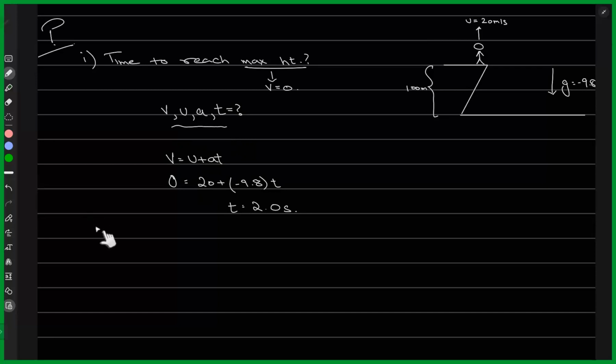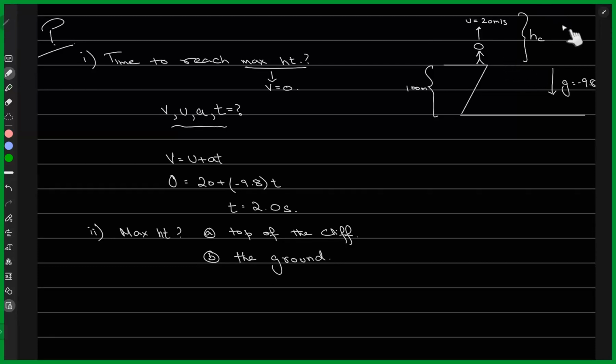Now let's figure out this maximum height in two ways. Because we have a cliff, let's say that you want this maximum height from the top of the cliff. So the surface is a cliff in this case, and find the maximum height from the ground. So the heights that we want are the height from top of this cliff, let's call it HC, and the height that is reached from the ground, we can call it HG. So these are the two heights that we require. So how can I figure this out, starting from the top of the cliff?